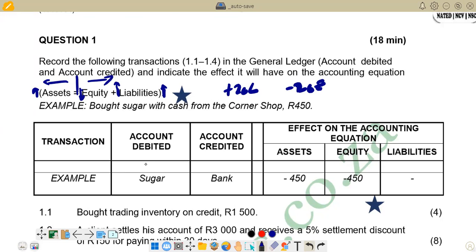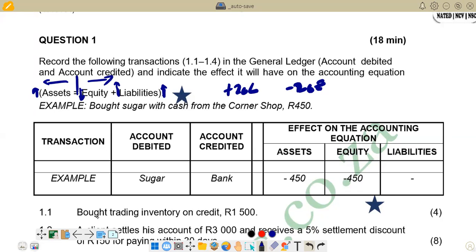So if you look at our example, we have got sugar, and we are seeing that this is affecting different sides. Equity and liabilities are on the other side, and we are seeing a decrease. So we are also seeing a decrease on assets, so that the total remains the same. So that's what we have there.